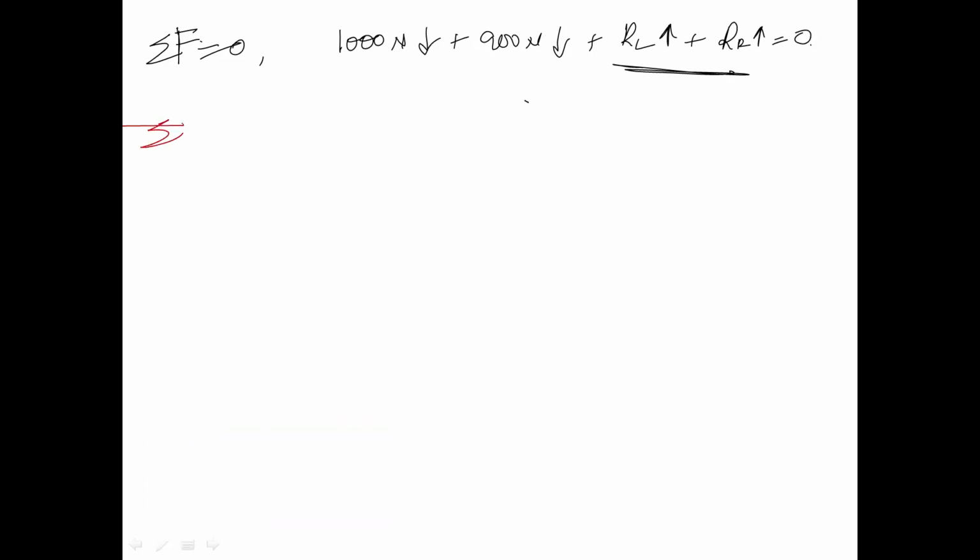What is the next condition? Summation of the moment should be equal to 0. Okay, now let us see. This is the support on left hand side, this is the support on right hand side. You got a load 1000 Newton here. It is of a 0.3 distance.